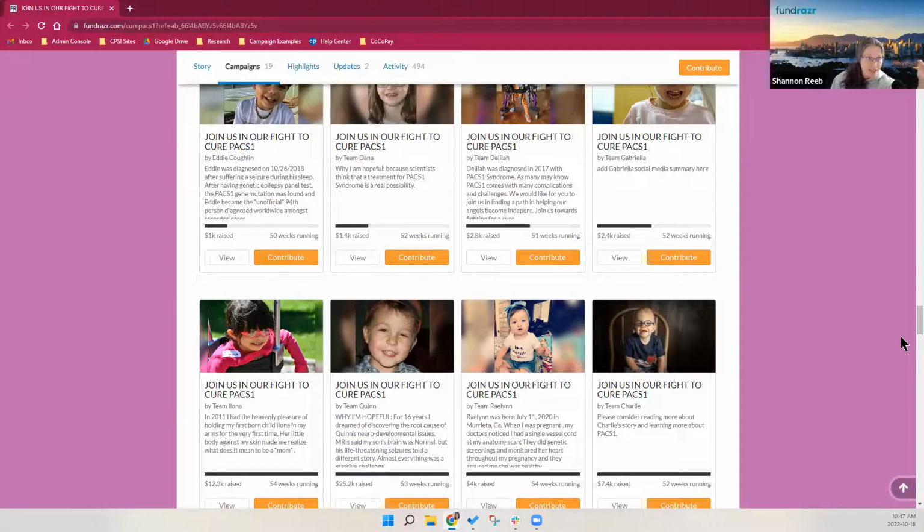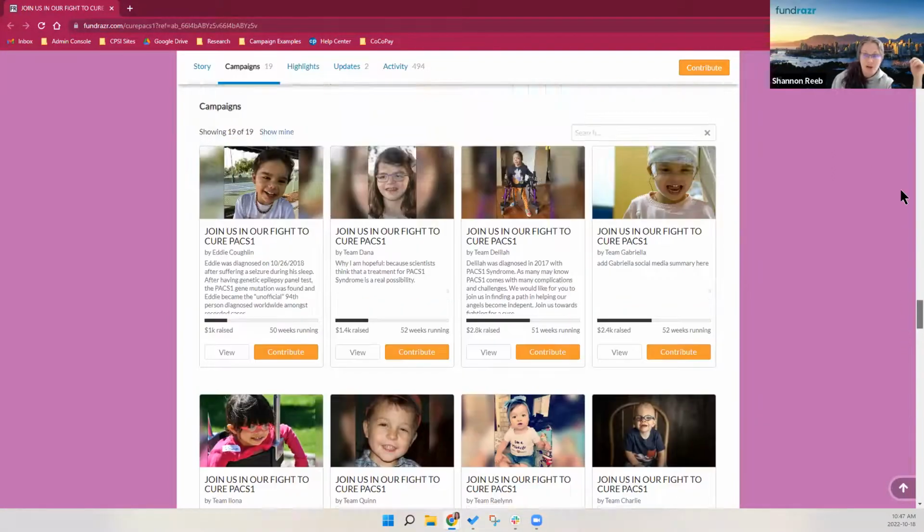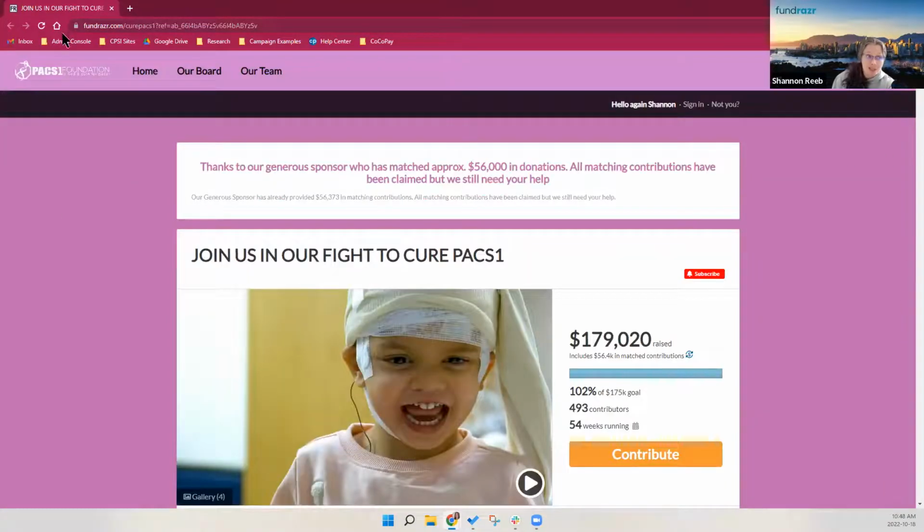So that is the reason why this campaign, started by a brand new foundation, raised over $170,000 USD. They did have some help. They had $56,000 in matching contributions from a sponsor. It was an anonymous sponsor. I have no idea who it was. So that definitely does help. But take that away, and that's still over $100,000 US for scientific research into a disease, which is amazing.